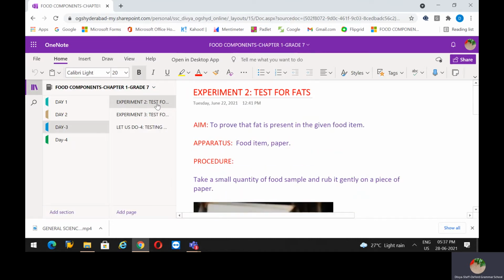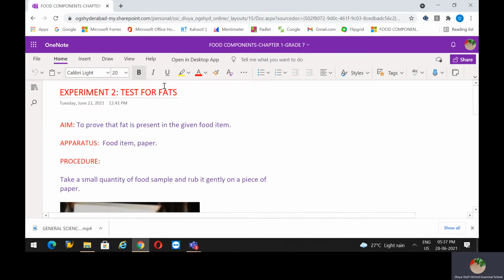Test for the presence of protein and fats, children. We'll first go with the fats. So what is the aim of the experiment? To prove that fat is present in the given food item. What are the apparatus required? Only a food item and paper. That's it, children. And what is the procedure?